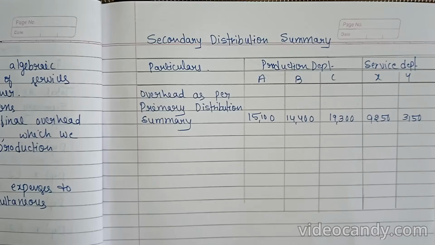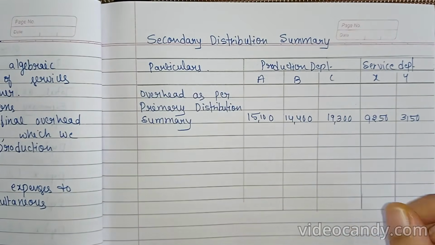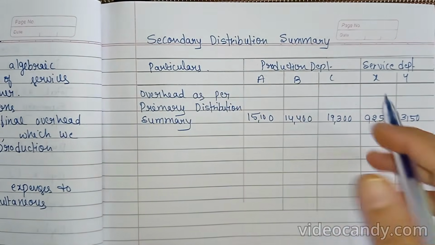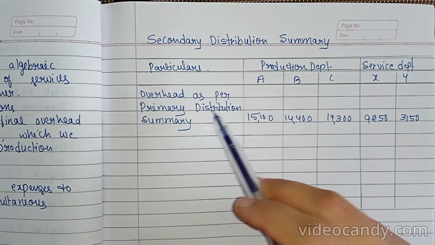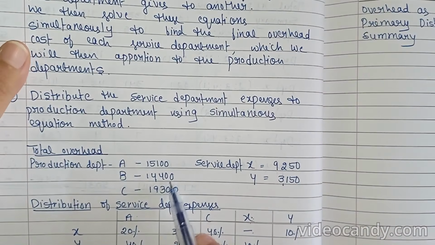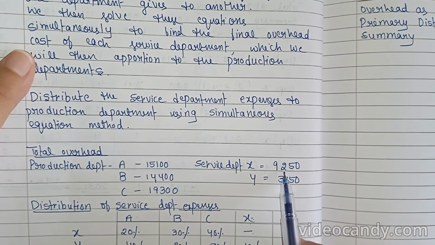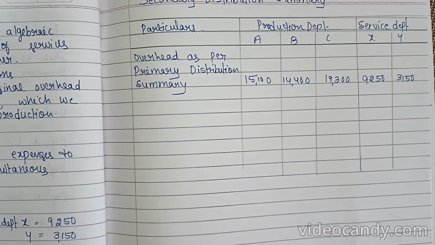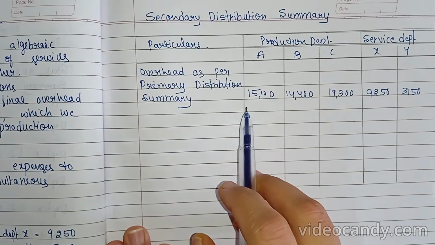Now we need to prepare the secondary distribution summary. This is the format, and in that, first, what we have to write? First, overhead as per primary distribution summary, that is given in the problem. That is 15,100, 14,400, 19,300, for service department X 9250 and Y 3150. We need to write as it is. Clear? That is overhead as per primary distribution summary.